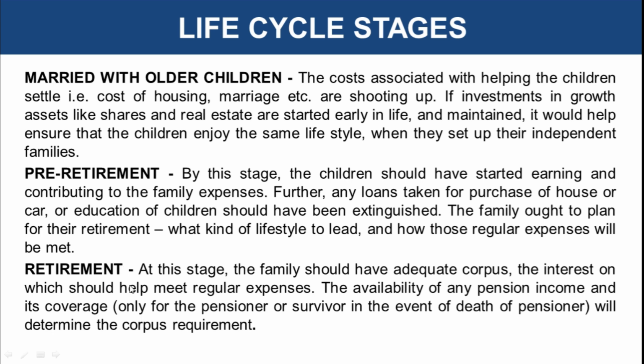Now when the stage of retirement comes, you should have an adequate corpus, the interest on which should help you meet regular expenses. Once you are not having your job, you should have a source of income that could maintain the same lifestyle. So income through the pension, income through wherever you have made investments, you can make those withdrawals, so a regular source of meeting your expenses. The availability of any pension income and its coverage will determine the corpus requirement. So this is at the stage of retirement.